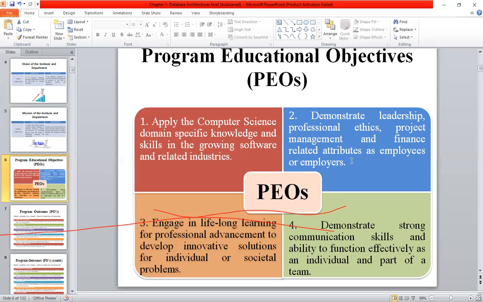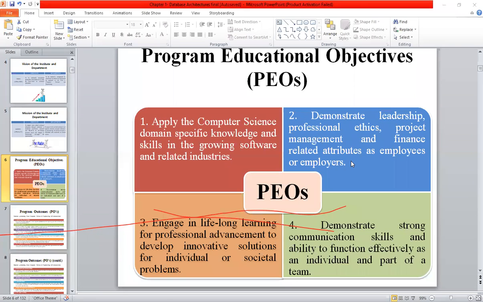Engage in lifelong learning. You know that you are a computer graduate, so you know that every year a new language is introduced in the market. So you have to engage in lifelong learning for professional advancement and to develop innovative solutions for individual or societal problems. So you know that it is society oriented.